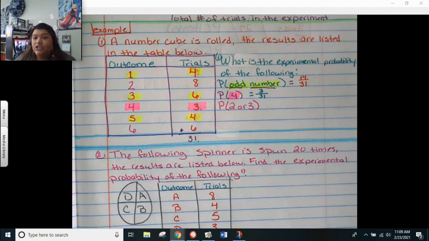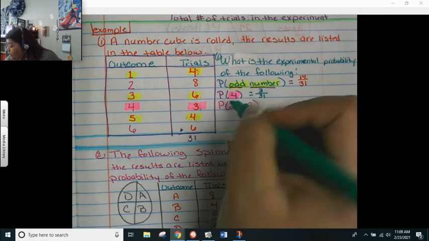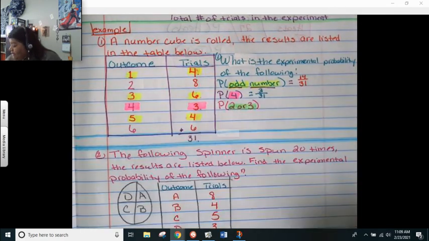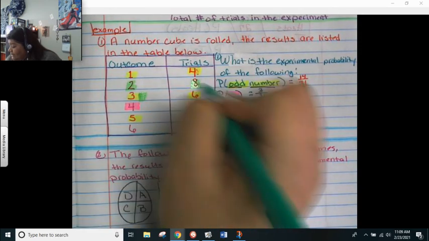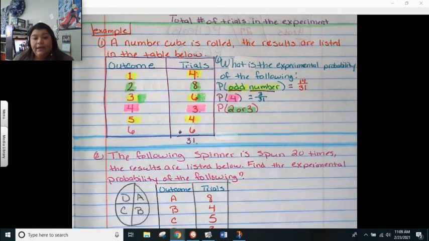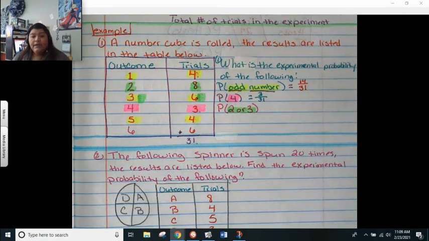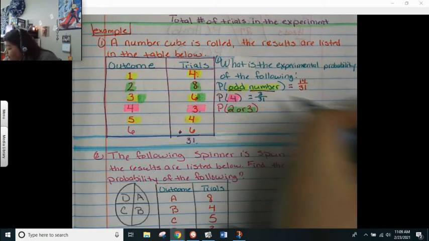So here you're actually doing the experiment. Now, the next one. I'll use green. They want a 2 or a 3. There's that word or. So I'm going to combine them. That means I want a 2 or a 3. So an 8 and a 6. Doesn't matter if I get 2 or 3 as long as I get one of those numbers. So we're going to add them. So 2, I landed on there 8 times. I'm going to show you here.